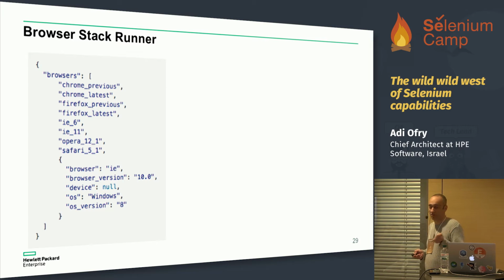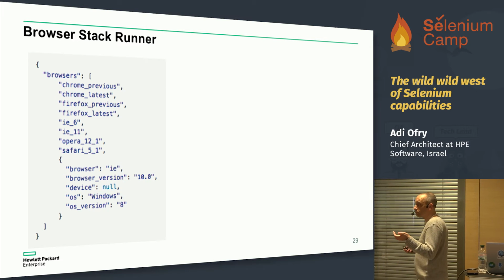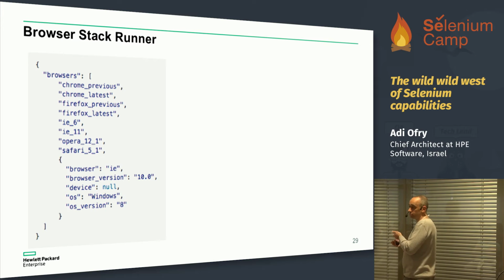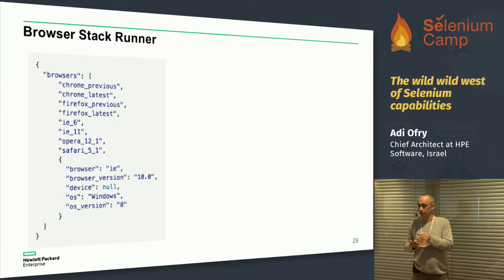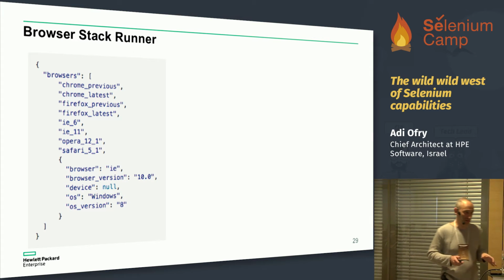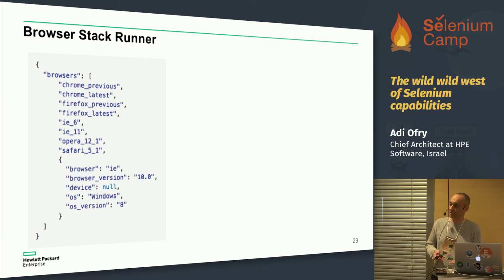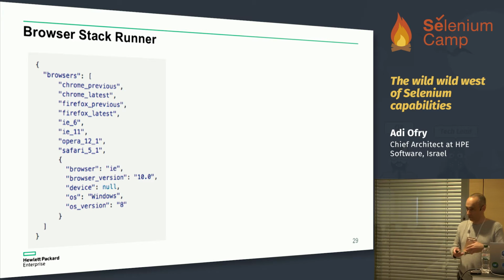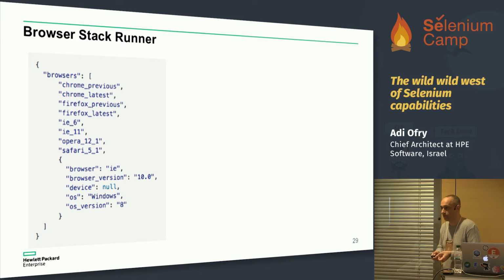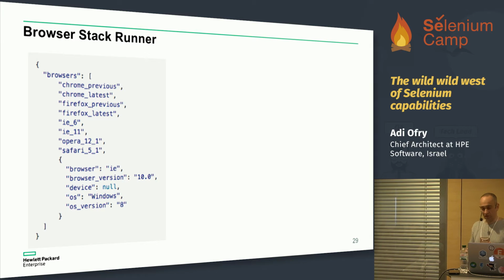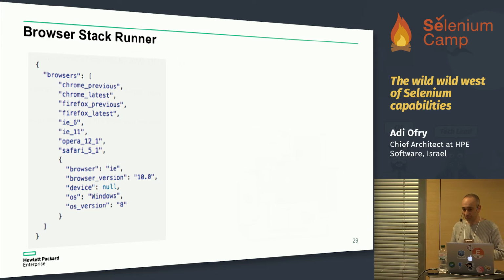This example is a BrowserStack runner that's open source. You can use it with BrowserStack. They express a certain kind of, it looks like capabilities, but it's not. It's similar. They're saying Chrome previous, Chrome latest, and you can use it. And you can even go deeper and say specific browser, specific OS, and use it in your tests.